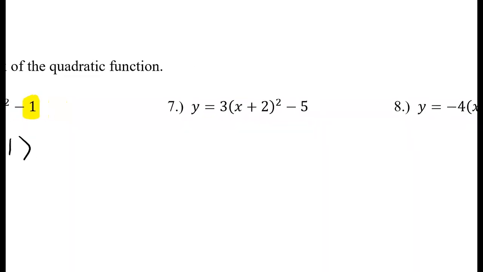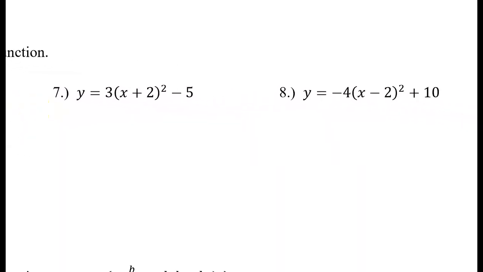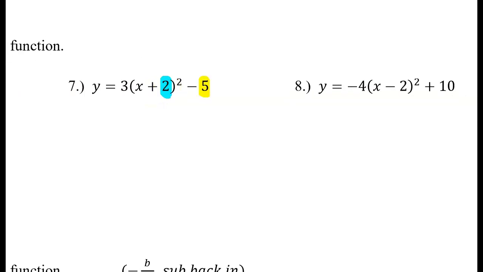Okay, for my next problem, this time in the parentheses, I have a plus 2. Again, take the opposite sign: if it's a positive 2, my vertex is actually going to be at negative 2. And on the outside, I'm shifting down 5, so that will stay the same sign. This will still be a negative 5. So basically, take the opposite of the number in the parentheses, and the number outside the parentheses you can keep the same sign.